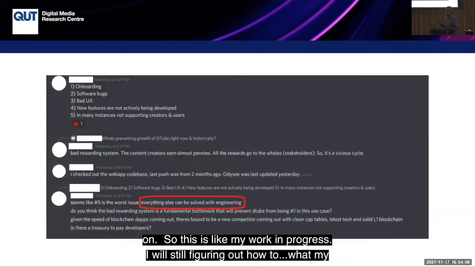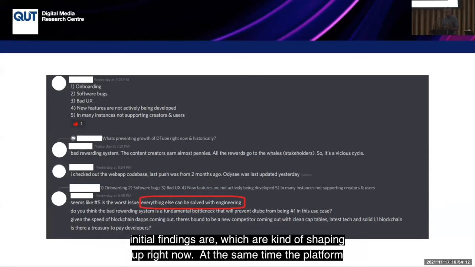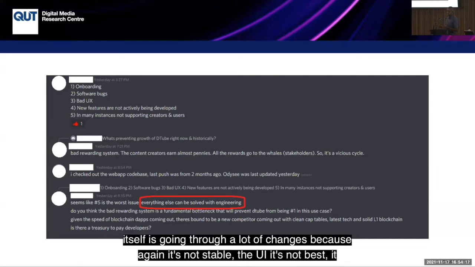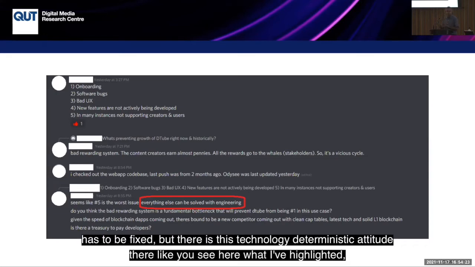So this is my work in progress. I am still figuring out what my initial findings are, which are shaping up right now. At the same time, the platform itself is going through a lot of changes because it's not stable. The UI is not the best. It has to be fixed. But there is this techno-deterministic kind of attitude there.